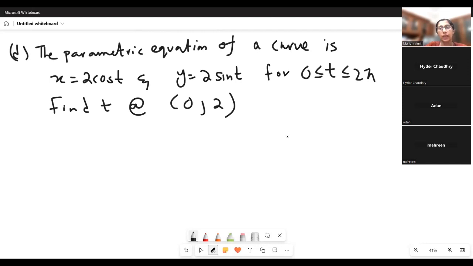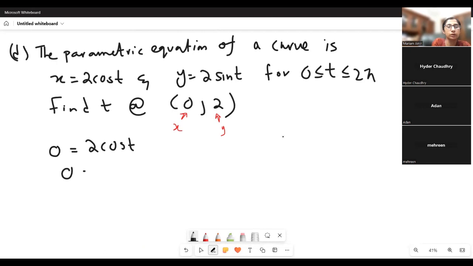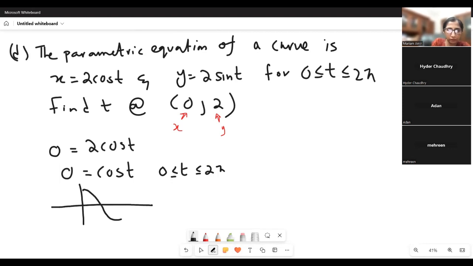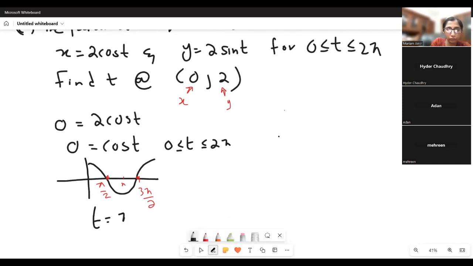So find t at 0 comma 2. So this is x and this is y. So 0 equals 2 cos t. And we get 0 equals cos t, and t is between 0 and 2 pi. So when is cos zero? Instead of using the alpha method, I'm just looking at the graph. From 0 to 2 pi, cos is zero at 90 degrees, which is pi by 2, then that's pi, and this is 3 pi by 2. So the answers would be cos t is 0 when t is pi by 2 or when t is 3 pi by 2. You can also use the alpha method.